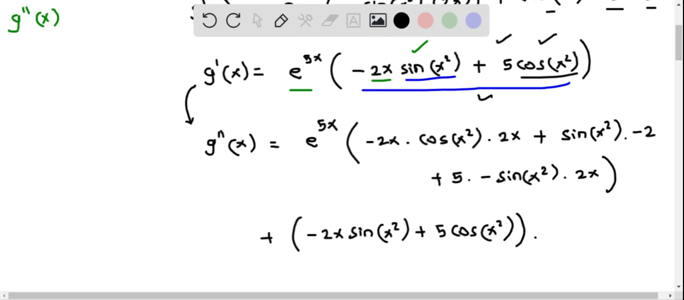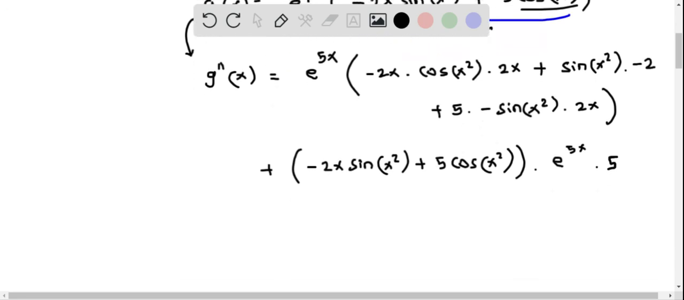This has to be multiplied with the derivative of e power 5x, which is e power 5x, times, applying the chain rule, we find the derivative of 5x, which is 5. So now we have done the derivatives of the right side expression by applying the product rule. We will simplify this and put it in a very simple form.